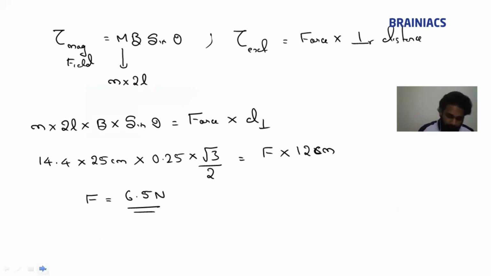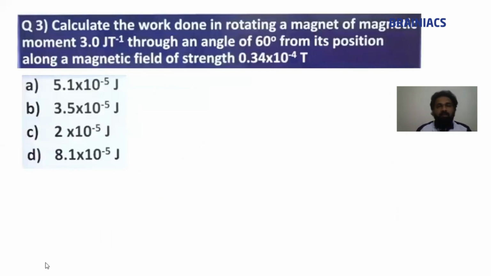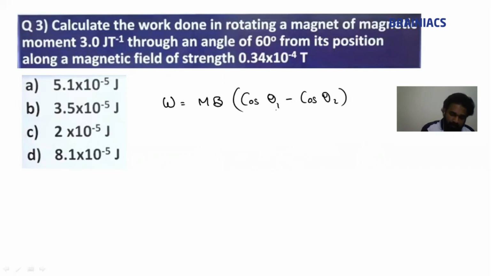Moving to the next problem. Calculate the work done in rotating a magnet of magnetic moment 3 joule per Tesla through an angle 60° from its position along a magnetic field of strength 0.34 into 10 raised to minus 4 Tesla. So what is work done? Work done is MB into (cos theta 1 minus cos theta 2).